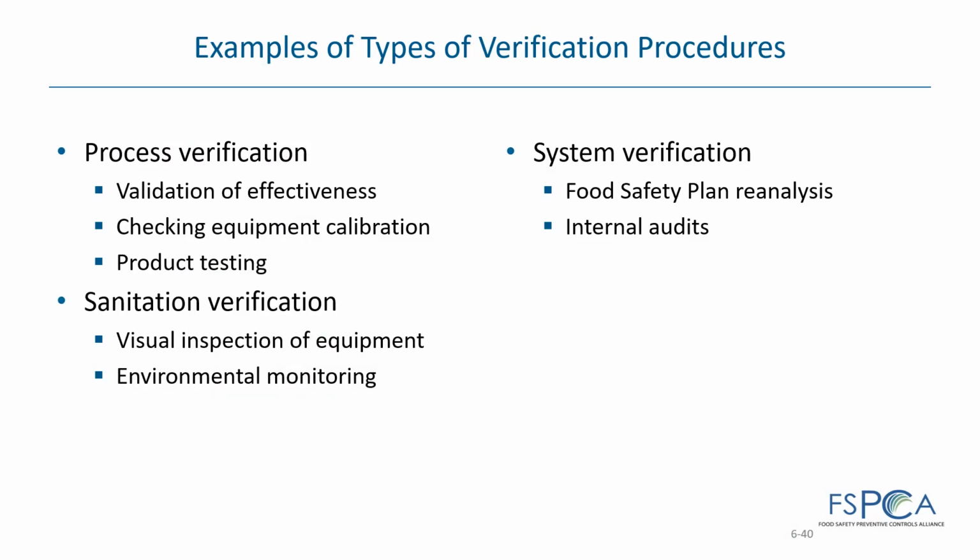Okay, so let's talk about some examples of verification procedures. I think we talked about a lot of these already, but just to put it all in one spot. We can verify our processes by looking at the effectiveness, checking equipment calibration, and product testing. We can verify our sanitation by things like visual inspection or environmental monitoring. And then we can look at the system a little bit more holistically through the reanalysis process or doing internal audits of your food safety system.